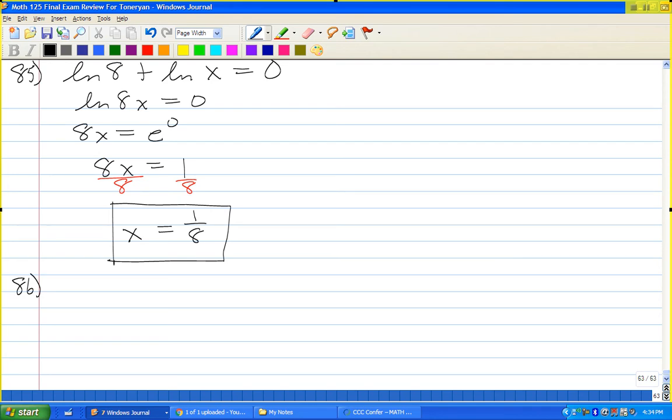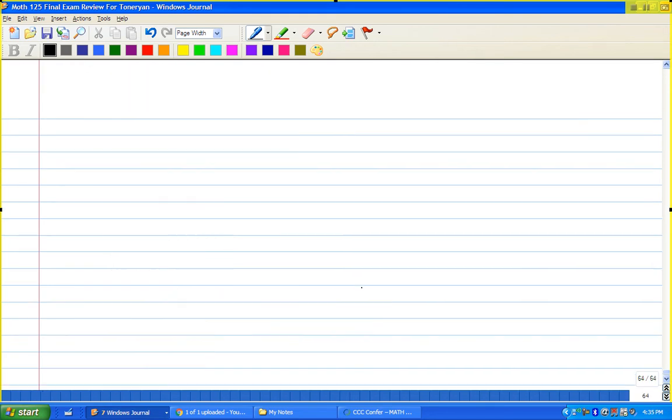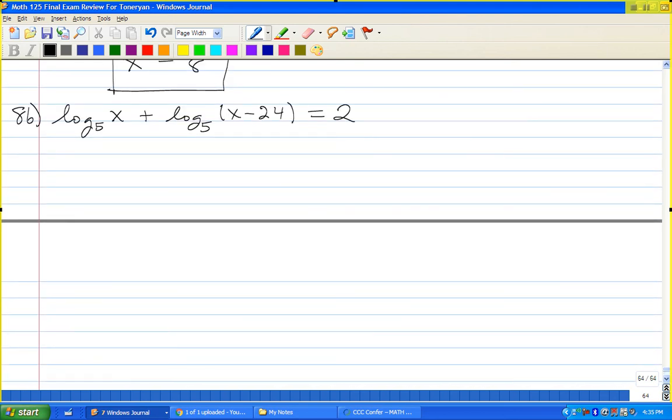Log base 5 of x plus log base 5 of x minus 24 is equal to 2. Okay, so the sum of logs is the same as the log of their product. So this is the same as log base 5 of x times x minus 24. So x squared minus 24x equals 2.